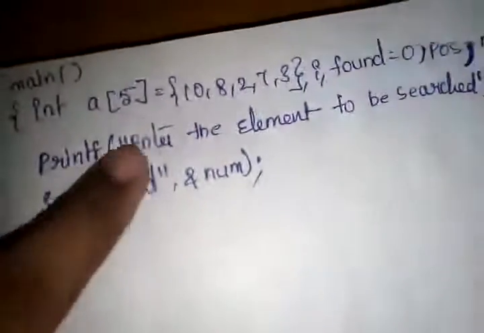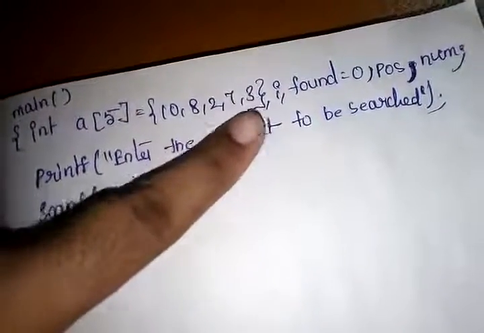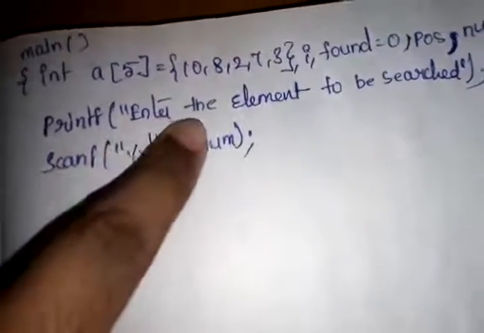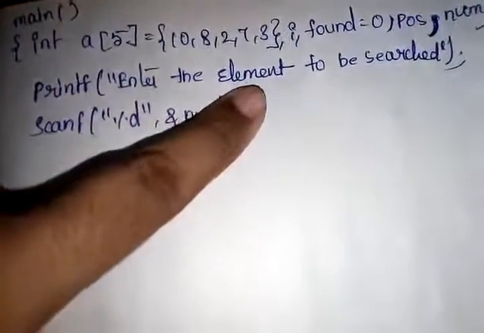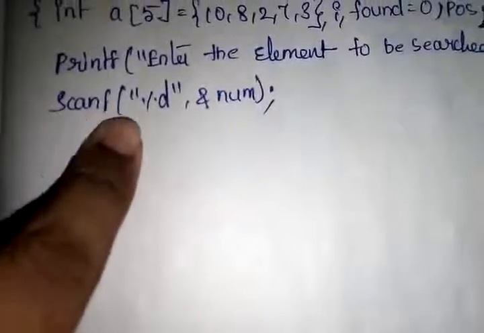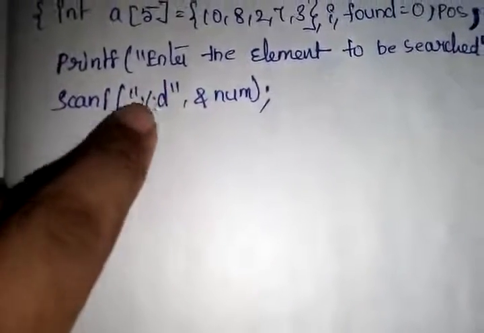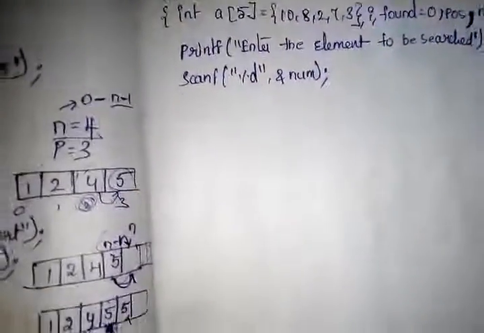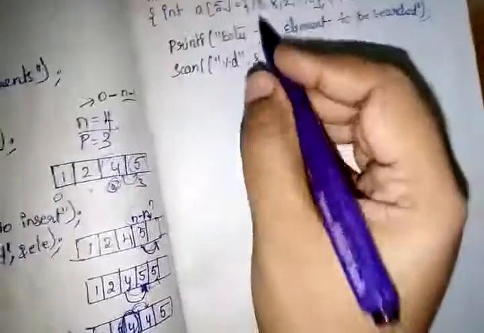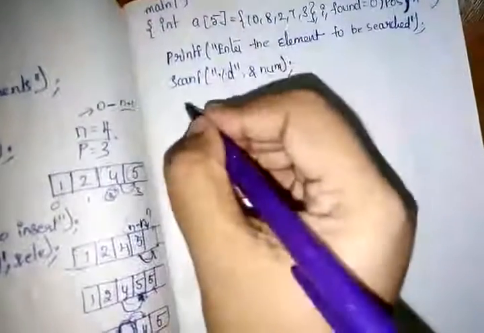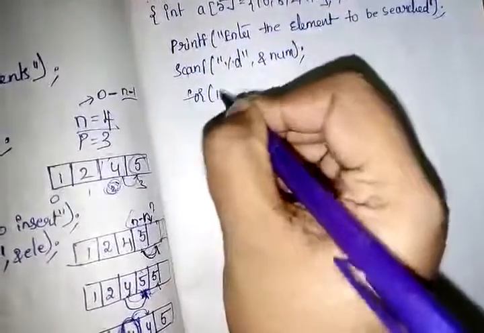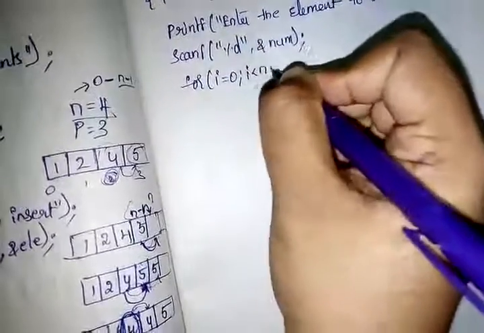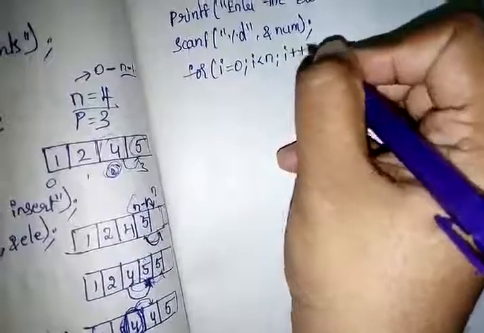So now the first step we need to do is take, as an input from the user, which element we need to search. You present a message, "enter the element to be searched," and then we take that element into the variable num. Now we need to start searching right from the first element. So for that I am taking a loop: for i equal to 0, i less than n, i plus plus.